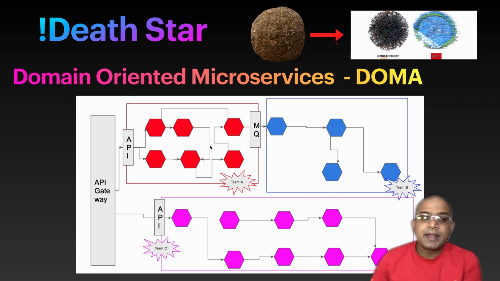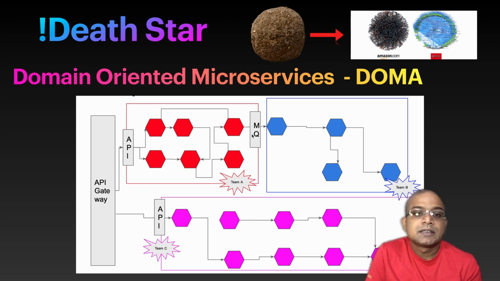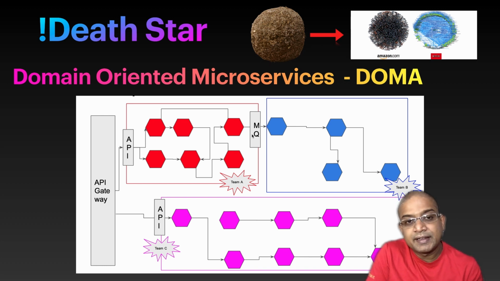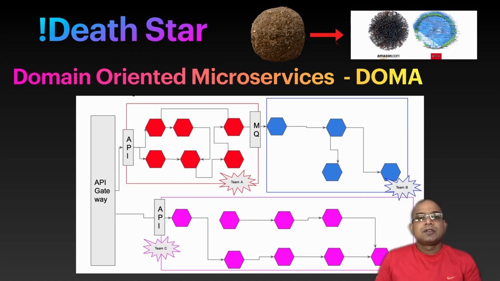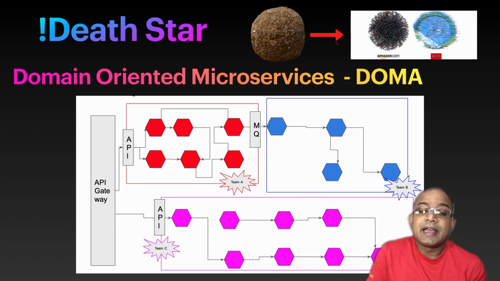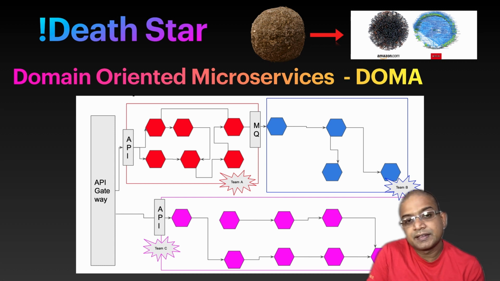And you can have a generic API gateway or a message queue hub where you can communicate with other teams. So you can have that domain separation using an API gateway or a message queue. So using domain-oriented microservices, you can still get the advantages of microservices architecture within your small organization structure as well.